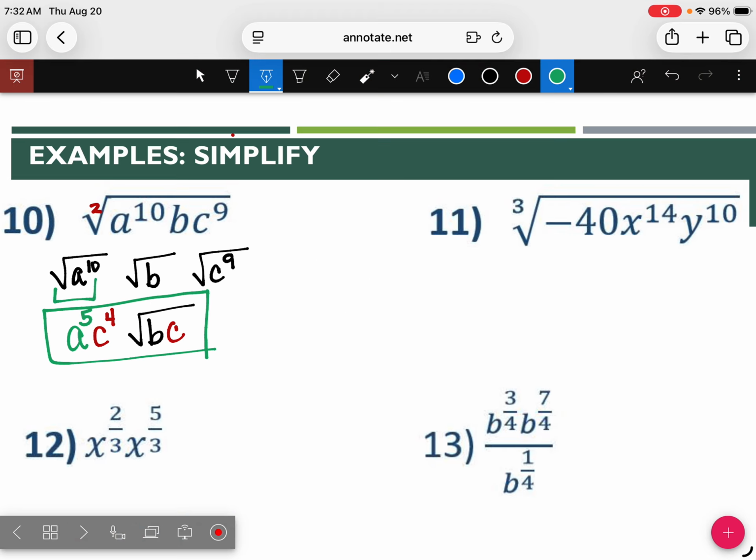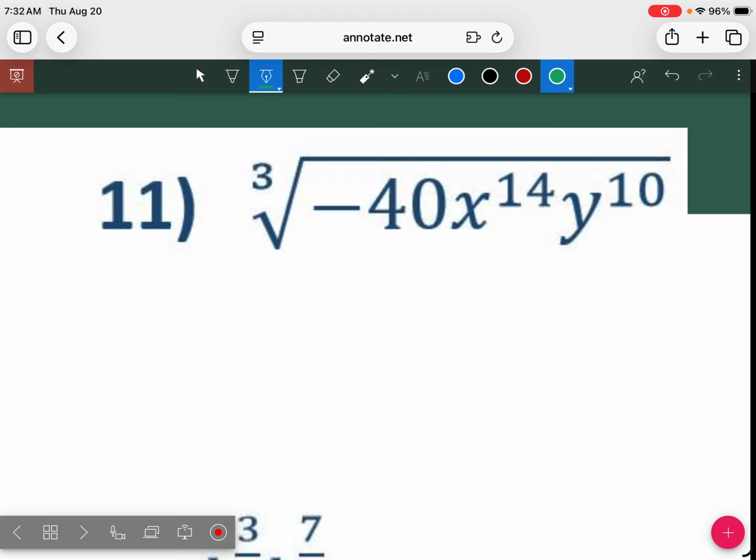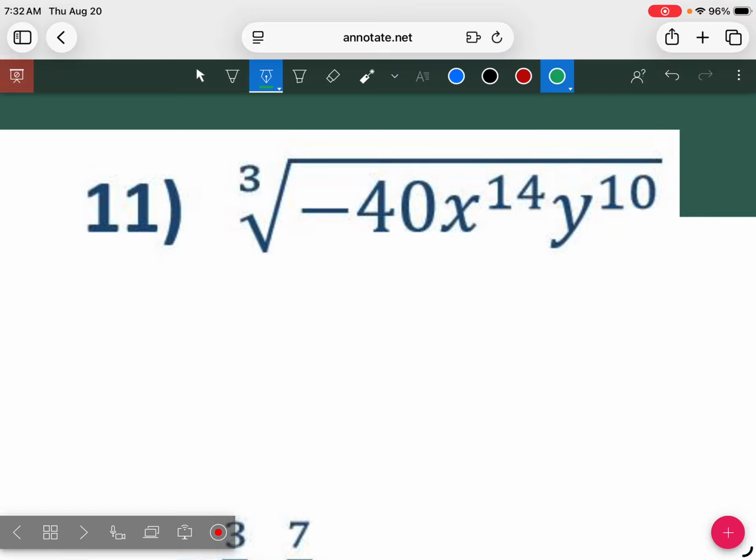All right, number 11. Let's look at number 11. Go ahead and copy this down. So you have a cube root. Now this is 4 terms, because remember, the negative is separate. So when I separate it, I'm separating the -1 from the 40. So we're going to break this apart to 4 separate cube roots.